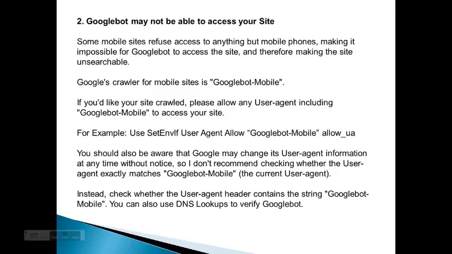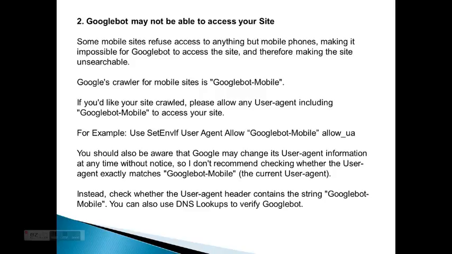The second thing is Googlebot may not be able to access your site. Some mobile sites refuse access to anything but mobile phones, making it impossible for Googlebot to access a site, and therefore making the site unsearchable. Google's crawler for mobile sites is Googlebot-mobile. If you'd like your site crawled, please allow any user agent, including Googlebot-mobile, to access your site. For example, use SetEnvIf User-Agent Googlebot-mobile allow_UA.